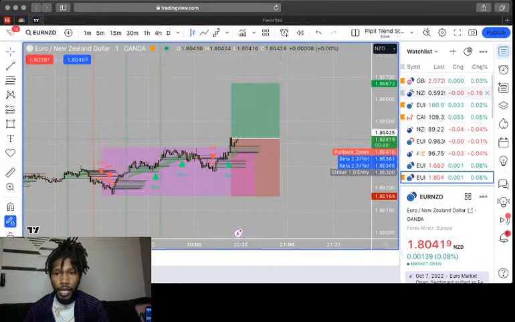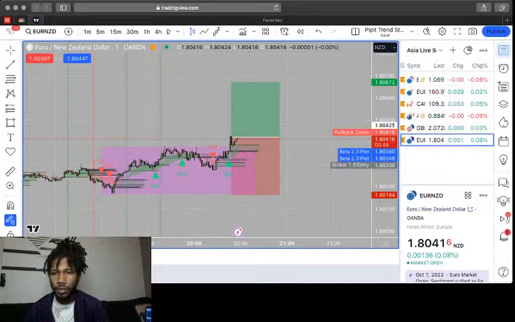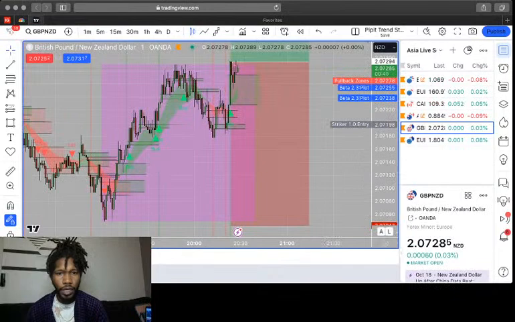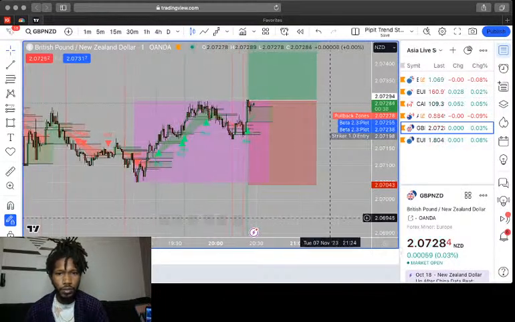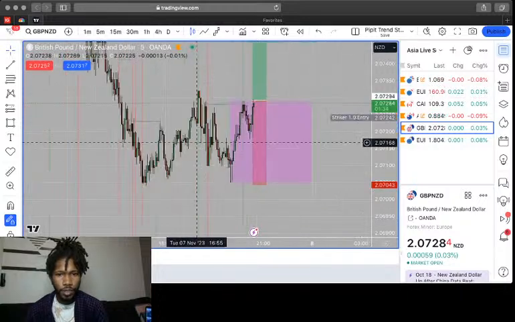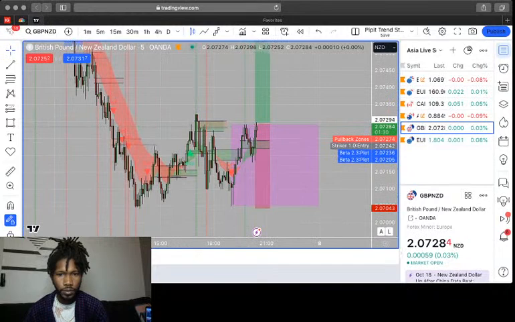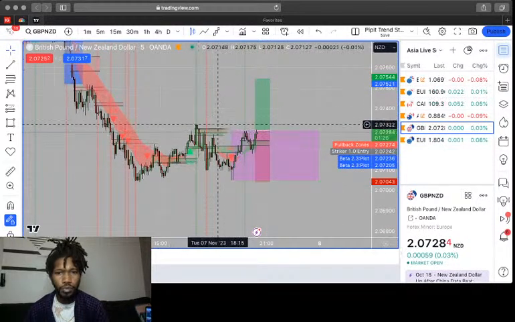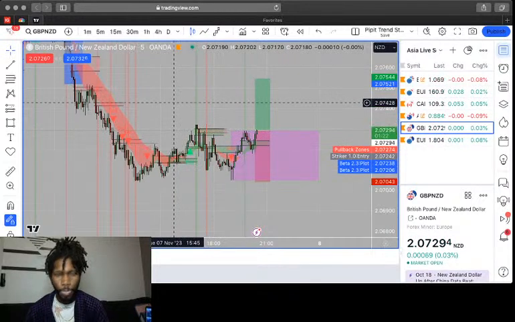Still, I definitely have to keep an eye on, what is this, GN? Yeah, we've got to keep an eye on GN for the 5 minute. If we can get a break, a nice husky push, a break of this high, that'd be lovely.